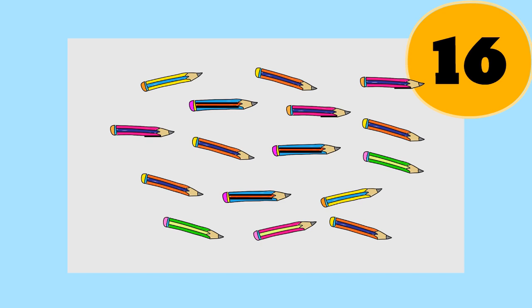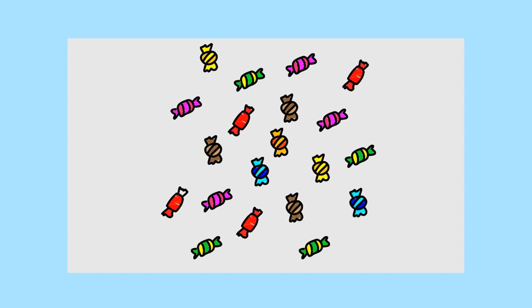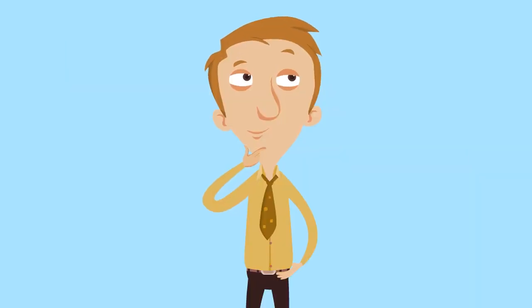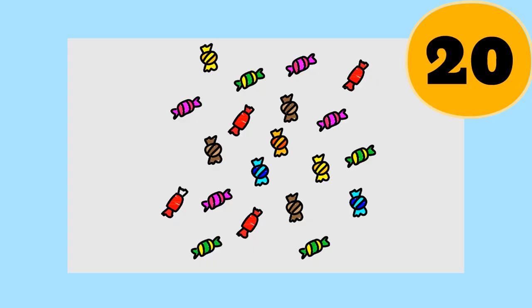Let's go for one last one. Have a look at this set of sweets. How many sweets do you think there are? Pause the video. Give it a try. Well, there's 20 sweets altogether. We're all warmed up and ready to jump into the lesson.